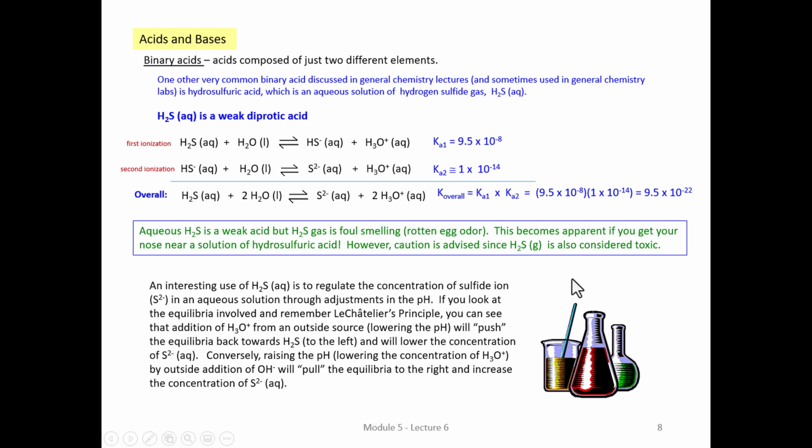In part 2 of this lecture, we will go on to consider weak bases and the effect of molecular structure on the basicity of a certain class of bases called amines.